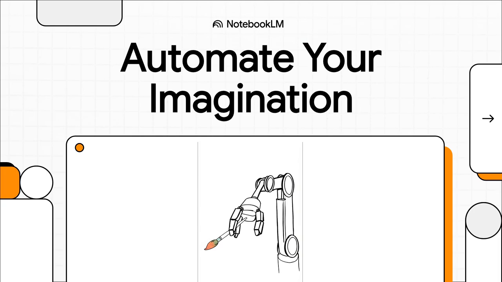Have you ever wanted to just think of an image, type it out, and have it appear on your screen? Well, today, we're going to do just that. We're going to automate our imagination using Python and Google's super powerful Nano Banana API. This is where you stop being just a user and start becoming a creator.